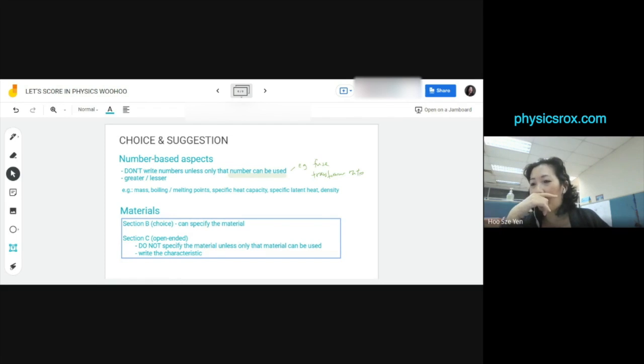Give me an example of a material that's very, very specific. Like only that material can be used in that situation. I've mentioned this many times in class. Form 5. Give me an example of a situation where only that material can be used.